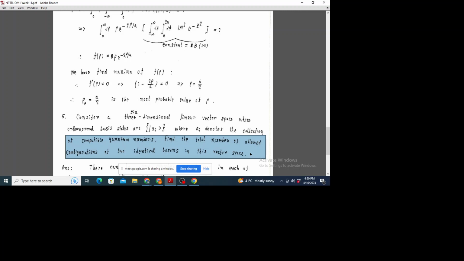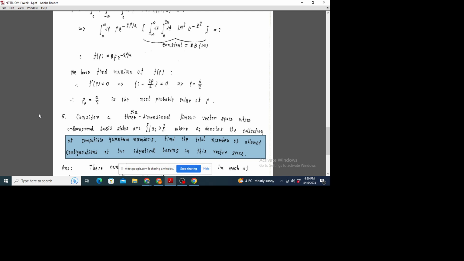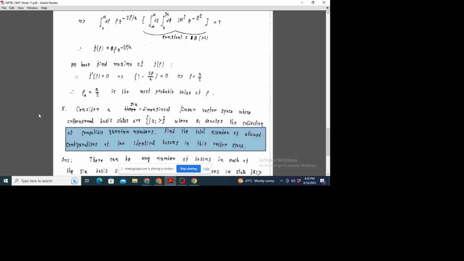So how can these 2 bosons occupy these 6 levels? Or in other words, how can we arrange these 2 bosons in the 6 available states? In how many ways can we arrange them? Any guess? This is a simple combinatorics problem. We have two identical bosons and 6 states. In how many ways can we fit these 2 bosons in the 6 states?